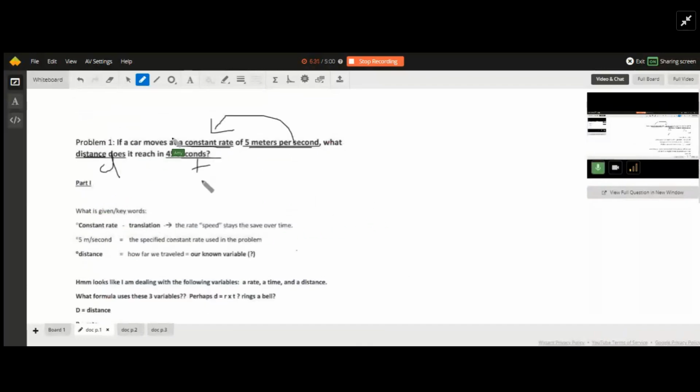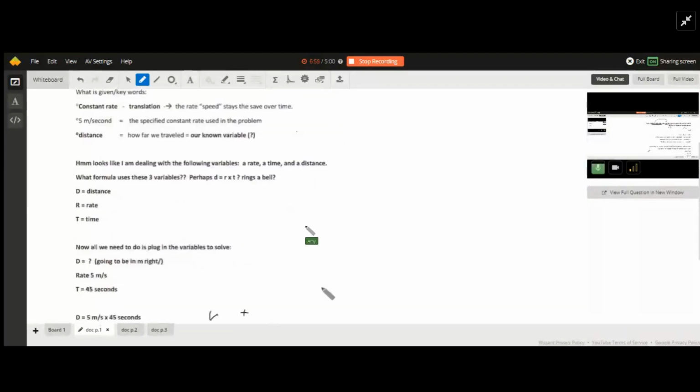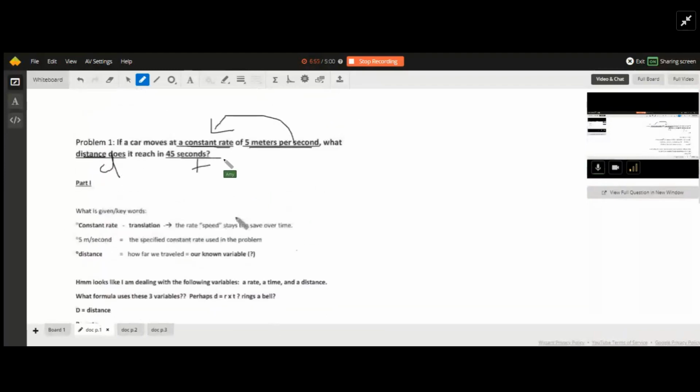Distance, okay, that's another key word, right? What does the word distance mean? It's kind of self-explanatory, you might think, but let's take a stab at saying it in other words. Basically, how far we've traveled, or in this case, it looks like our unknown variable, because we don't have a distance. And like I said, I could say this over and over again: rate times time equals distance problems are not going to go away.